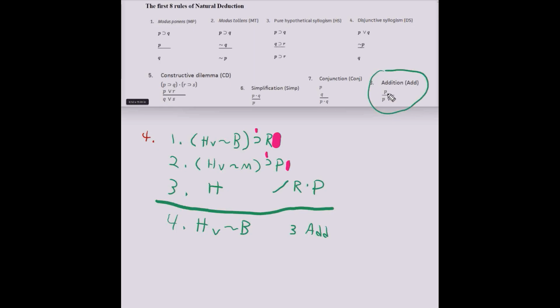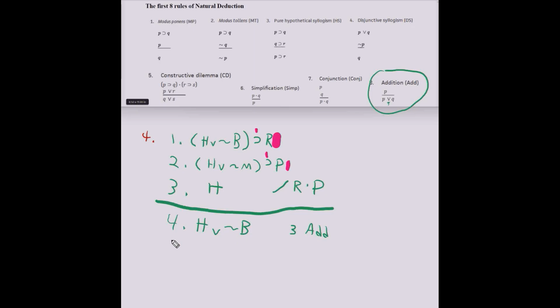Addition takes anything and lets you add anything to it as long as there's an or. Can't use an and, can't use an if-then, but if there's an or, right? Because if H is true, then H or anything is true. If it's true that you're a human, then it's true that you're a human or an alien. So as long as H is true, H or anything, but the anything I want in this case is not B, because that will allow me to do modus ponens here.